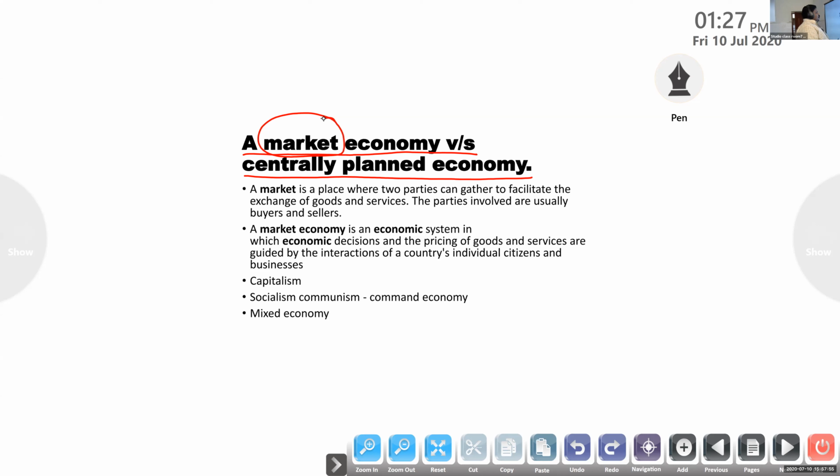This may be asked for 1 mark. A market is a place where two parties, and I already told you that a place is an imaginary concept, can gather to facilitate the exchange of goods and services. The parties involved are usually buyers and sellers. In a market, we find only two parties: one is the buyer, the other is the seller. Clear? So now we are discussing a market economy. Now you know what a market is.